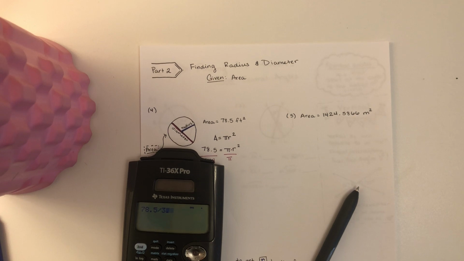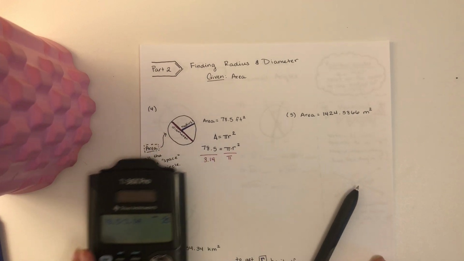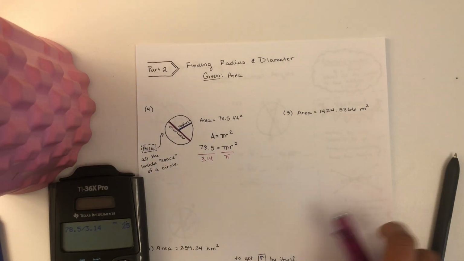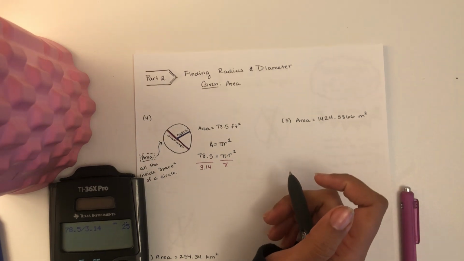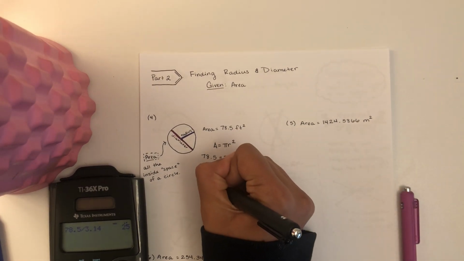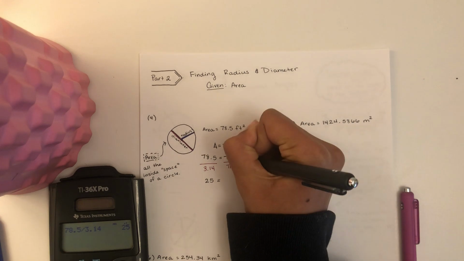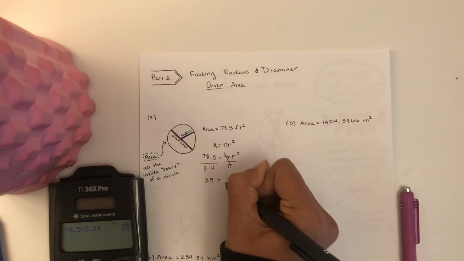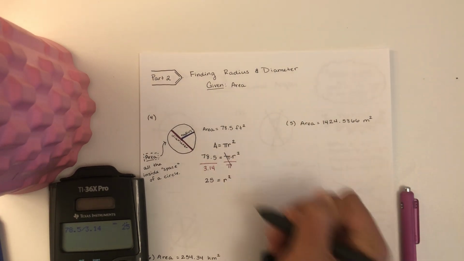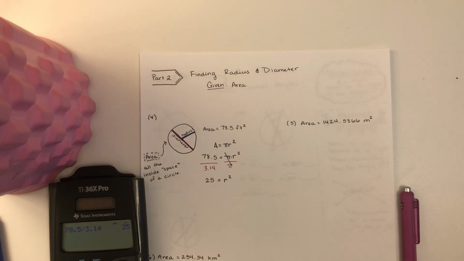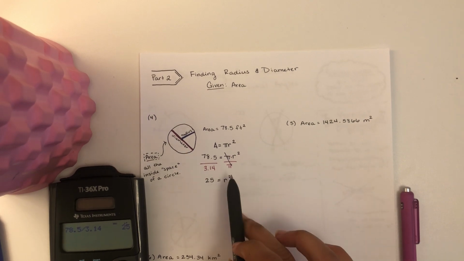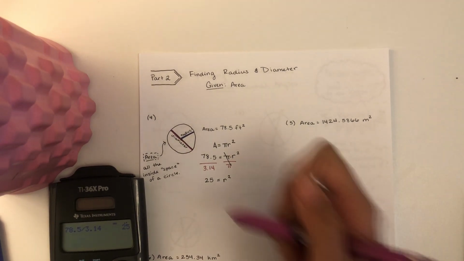78.5 divided by 3.14, and you get 25. So when you divide by 3.14 on both sides, you get 25 over here. These pi's cancel, and you're left with r squared. Now you have to think, is r by itself? No, this is a little exponent. How do you get rid of a square or an exponent of 2?